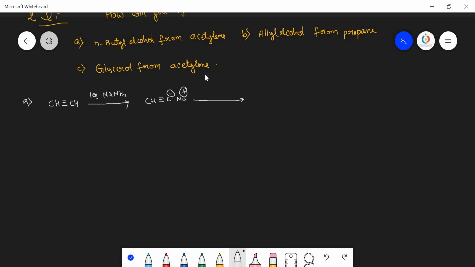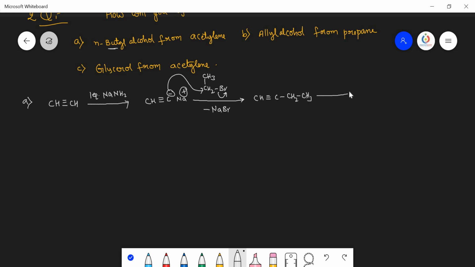So let us take CH3. We need a 4 carbon species, butyl. Already 2 are there, so you take ethyl bromide, CH3 CH2 Br. It attacks over here and replaces the bromine, and NaBr will be eliminated. So we get CH triple bond C CH2 CH3. So this is the molecule. What we got is 1-butyne.